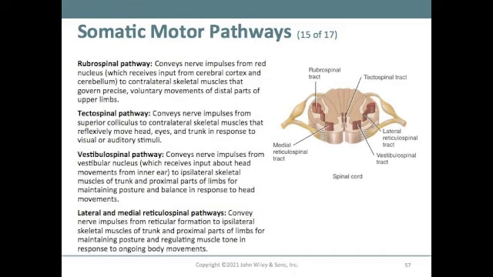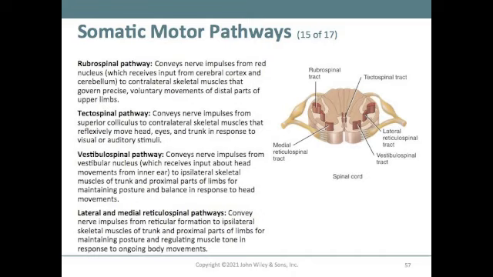The vestibulospinal pathway conveys nerve impulses from the vestibular nucleus to the ipsilateral skeletal muscles of the trunk and proximal parts of the limbs for maintaining posture and balance in response to head movements.